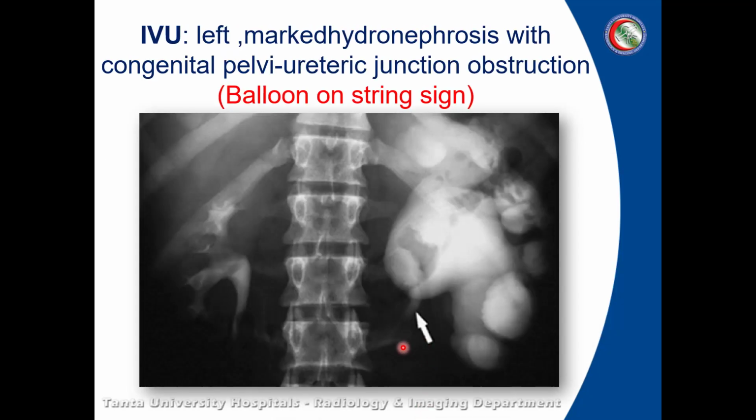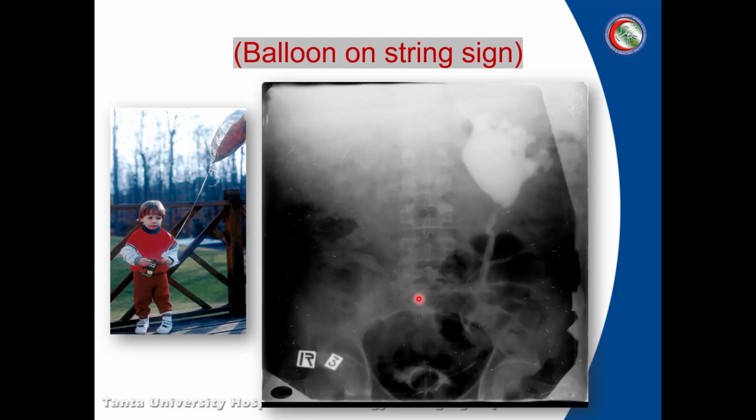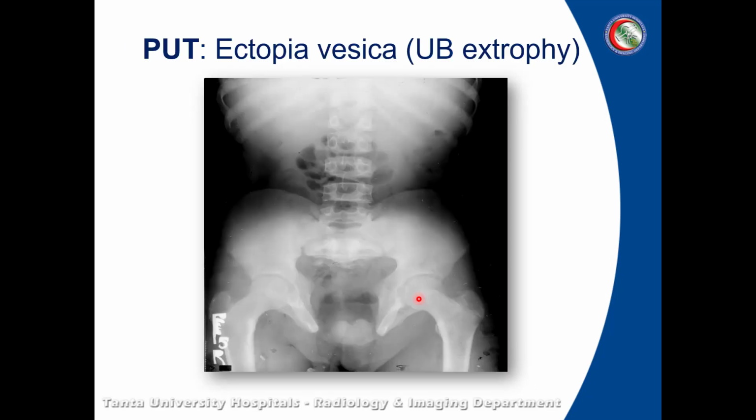This is a picture of IVU showing left marked hydronephrosis and congenital pelviureteric junction obstruction, balloon on string sign. The same. And PUT showing ectopia vesicae or urinary bladder exstrophy.